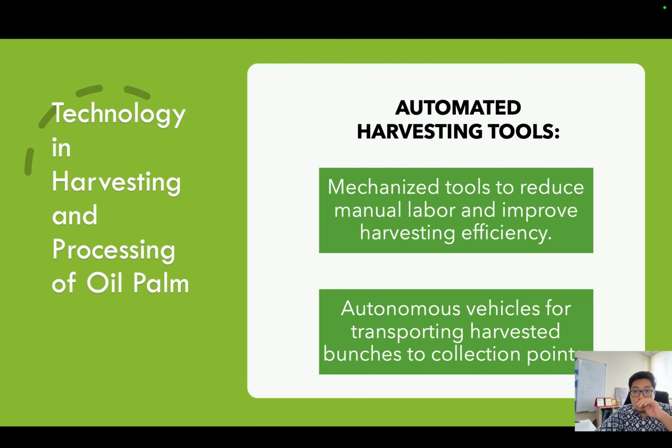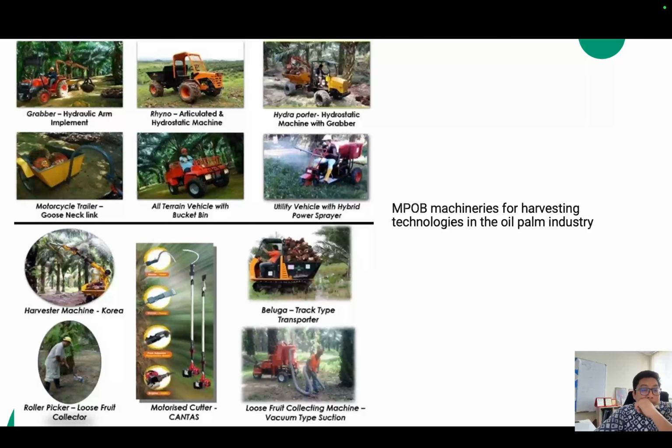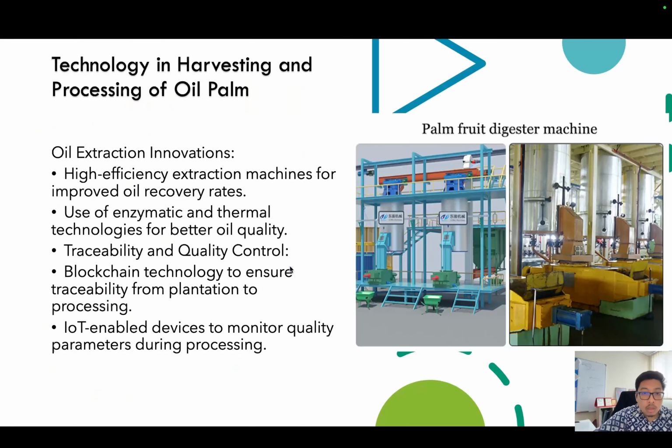Okay, automated harvesting tools. For oil palm, I don't think there is a fully automated one yet. There's no fully automated, but there is semi-automated like this one. The motorized cutter, instead of you needing to manually pull or push the cutter, and the harvester tools. This is mechanized, you just pull manually, with minimal force, it comes off. Okay.